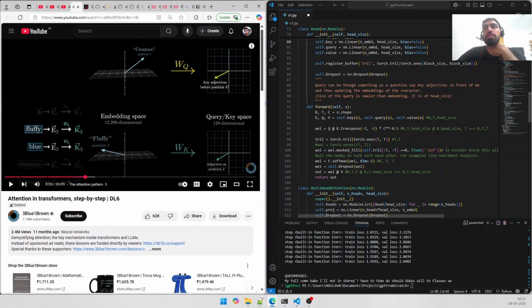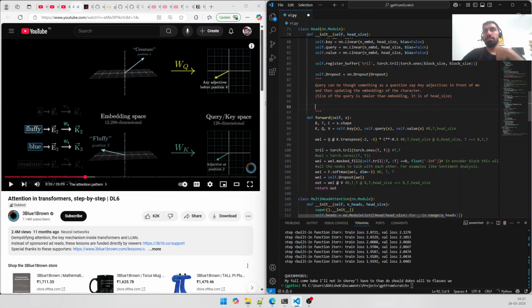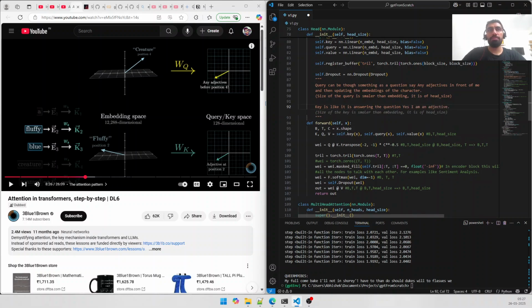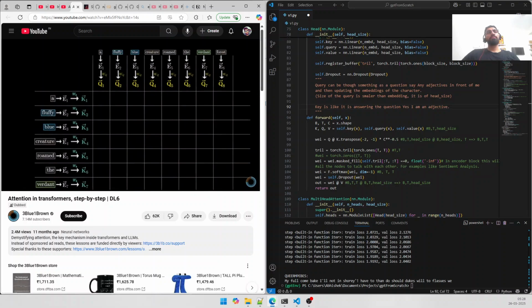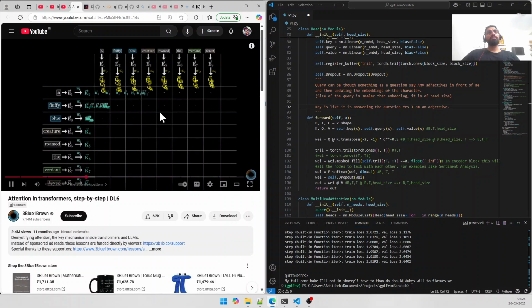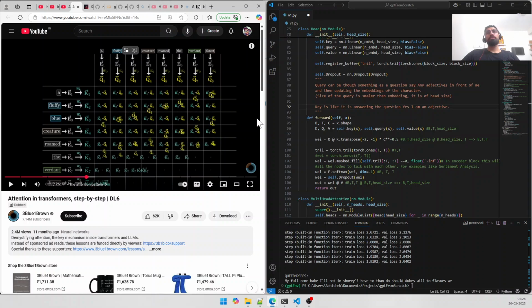Okay, so query was that, key is like it is answering the question with yes, I am an adjective. Creature. To measure how well each key matches each query, you compute a dot product between each possible key query.